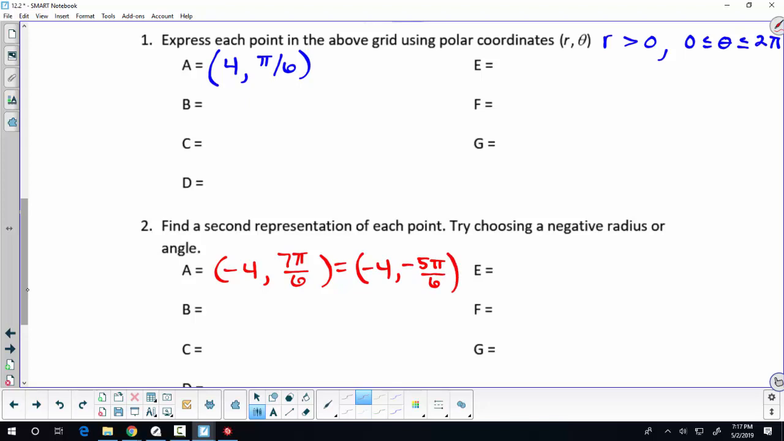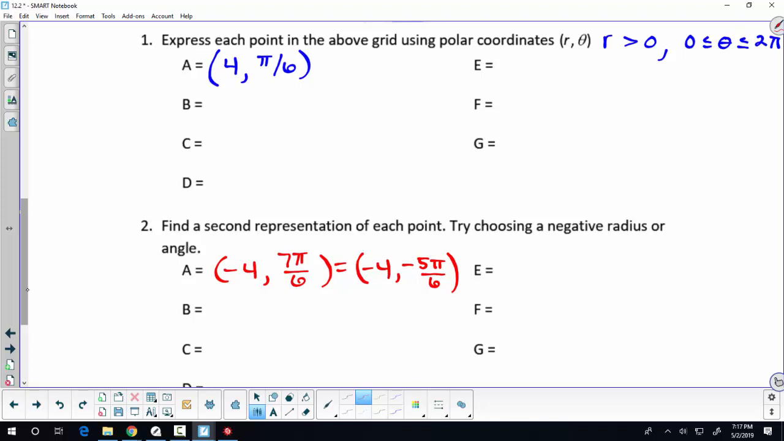Yeah. Since we subtracted pi, we would add pi to get back to it. But again, if I add pi to theta, I have to negate the radius too. So if I add pi to this right here, I'm back to pi over 6. And then I make negative 4 positive, I'm back to 4 comma pi over 6.